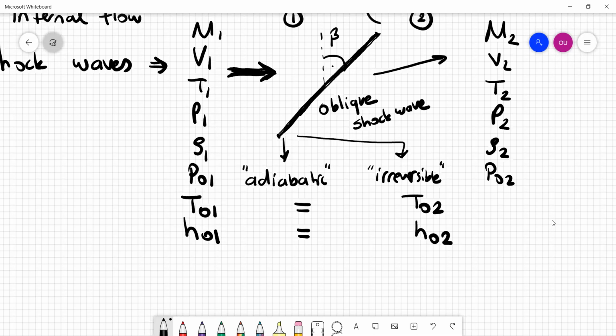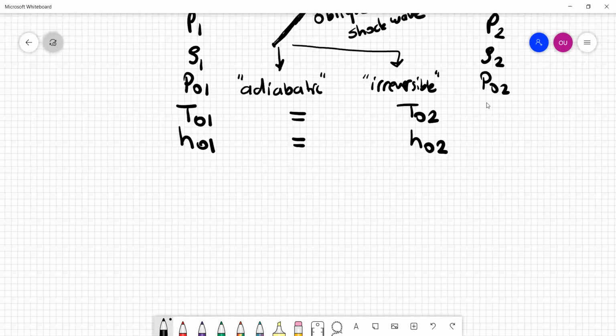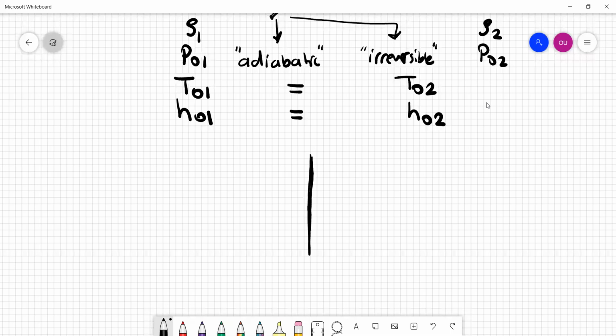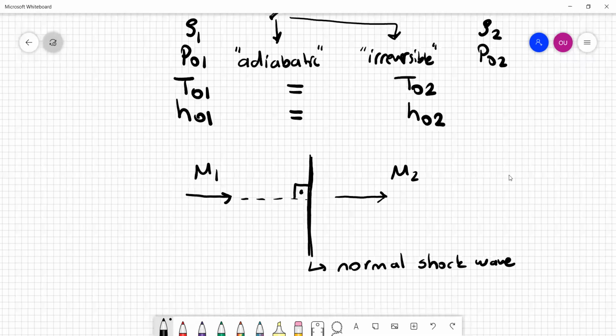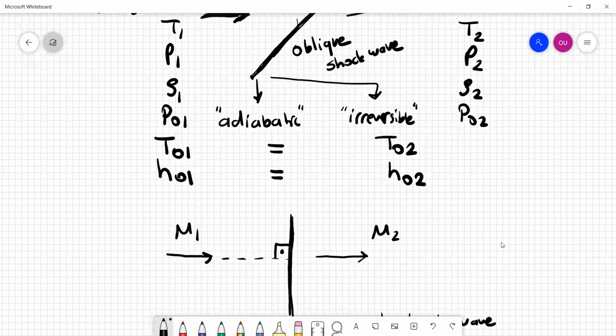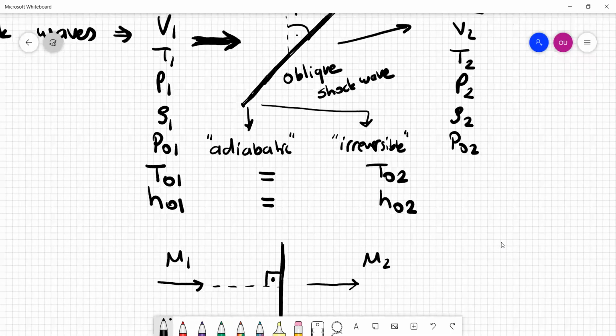There is a special version of this where beta is 0. If the shock wave is standing like this in the flow at 90 degrees to the incoming flow direction, let's say this is M1 and this is M2, this is known as a normal shock wave. We call it a normal shock wave because it's standing at 90 degrees to the incoming flow. We will first discuss properties of normal shock waves, and then we will move on to oblique shock waves, because they require a little bit different handling of the topic.